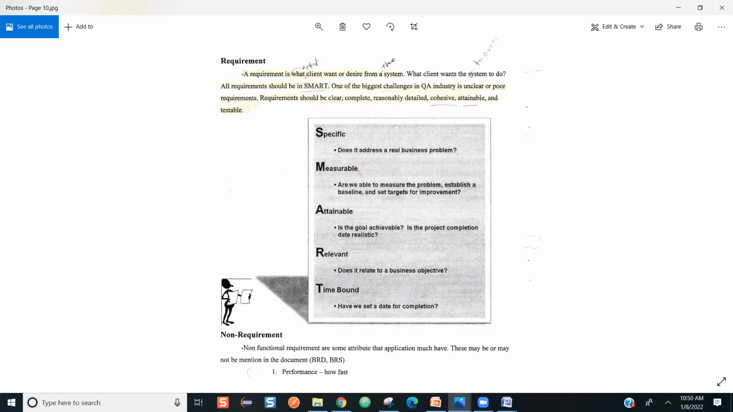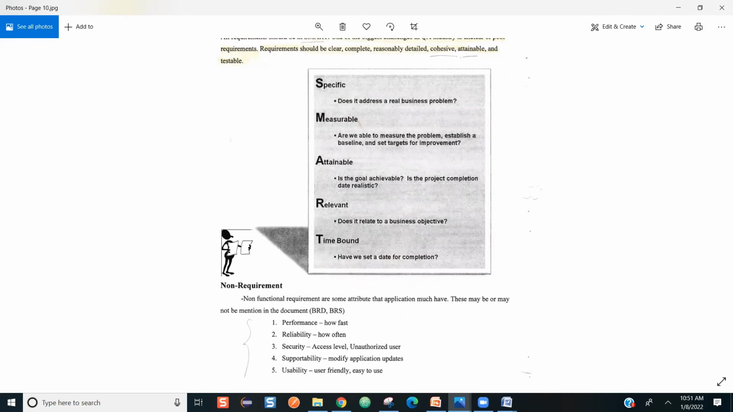Yes, they will not ask like that, I mean, I need this kind of functionality in the application. But the non-requirement is something you are supposed to take care of, even though it is not mentioned properly in the document. You need to take care of these things.